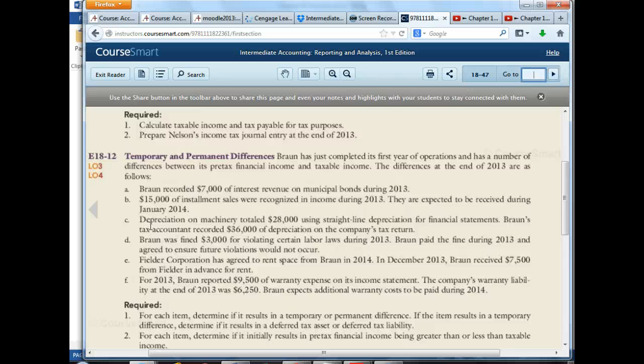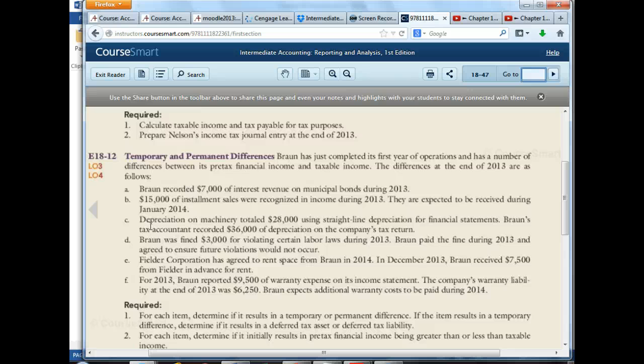I think this is temporary. Well, okay, you're exactly right. Installment sales, we know, get recognized for tax when we actually receive them. So for book purposes, they got recorded in 2013. We're going to have to do taxable income in 2014. So one way you can tell this is temporary is because they're telling you they're expected to be received in 2014. Get what I'm saying? So you're right, it's temporary.